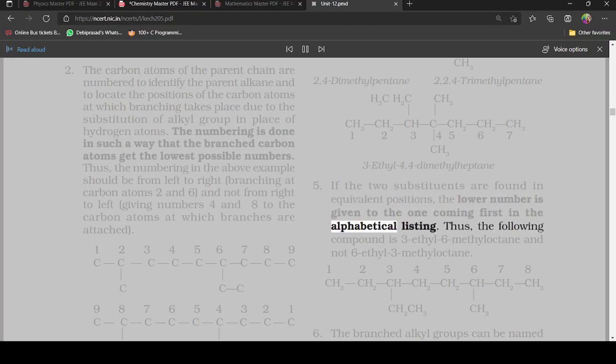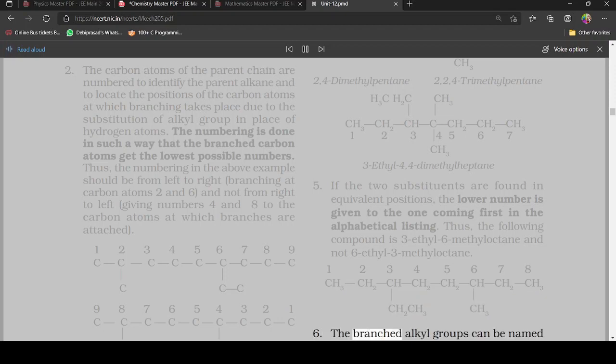5. If the two substituents are found in equivalent positions, the lower number is given to the one coming first in the alphabetical listing. Thus, the following compound is 3-ethyl-6-methyloctane and not 6-ethyl-3-methyloctane.